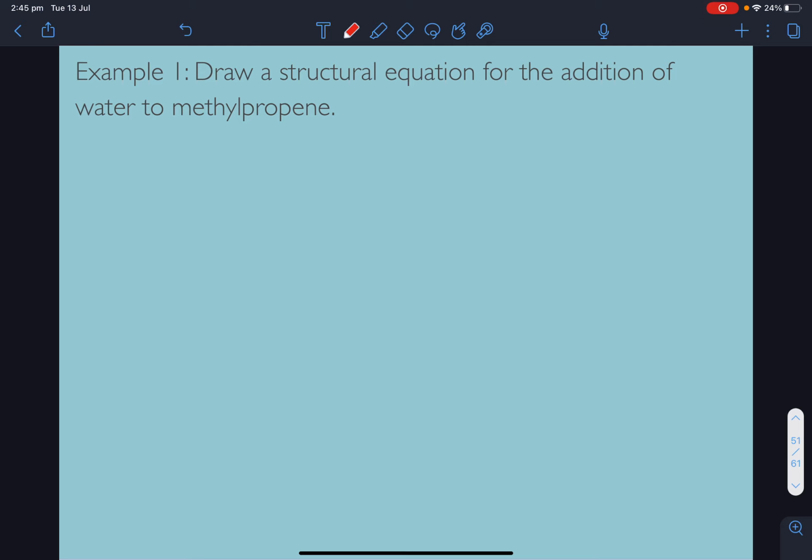Let's do some examples. Structural equation for the addition of water to methyl propene. All right, meth, eth, prop, so we need a propene, and we need a methyl. The methyl must go in the middle position there. Should I? Oh yeah, I should put my hydrogens on, shouldn't I? I shouldn't be lazy. The middle one's got 4 bonds, 2 there and 3 there. So there's my methyl propene.